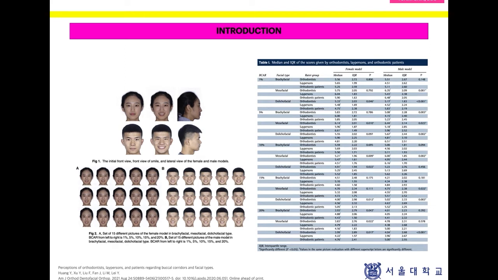They were unable to distinguish the degree of the buccal corridor on a male model with brachyfacial and mesofacial. When the orthodontic patients judged the female model, they preferred brachyfacial with 1 to 5% buccal corridor, mesofacial with a 5% buccal corridor, and dolichofacial with a 10% buccal corridor as more attractive. When they judged the male model, they preferred dolichofacial with 1 to 5% buccal corridor and mesofacial with 1 to 10% buccal corridor.